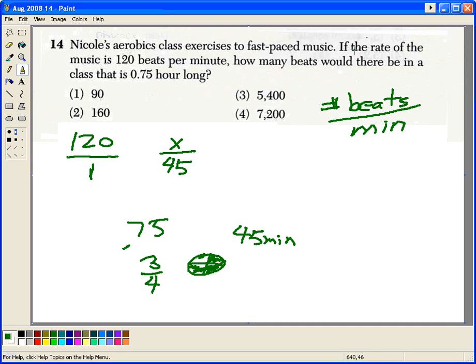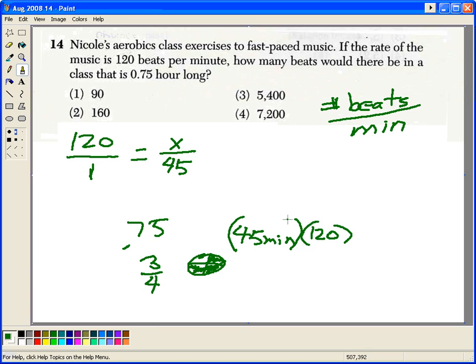If the rate doesn't change, and it says if the rate of the music is this, how many beats would there be? That means that these two ratios are the same. So this is a proportion now. I can just cross multiply. Of course, there's another faster way to think about it. There's 45 minutes in this 0.75 of an hour. Every one of those minutes, there's 120 beats of music.